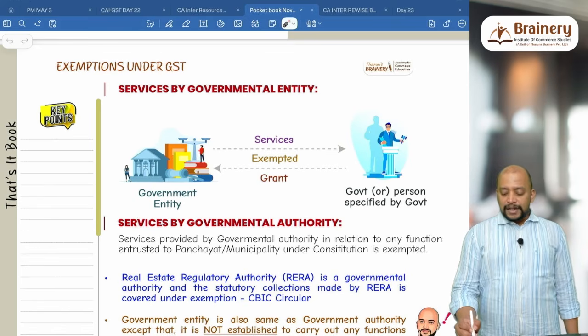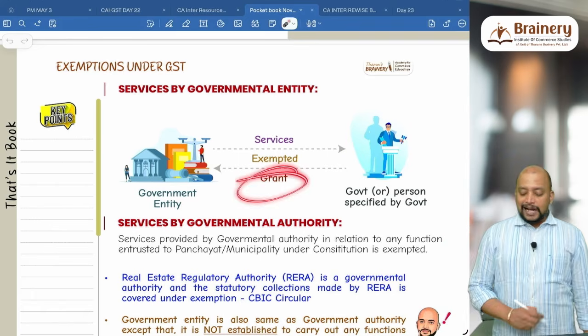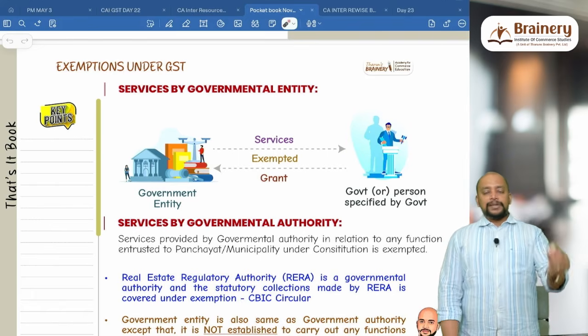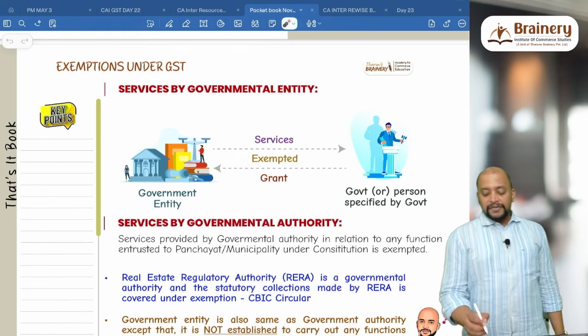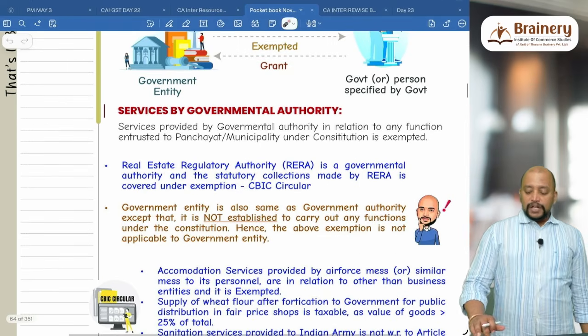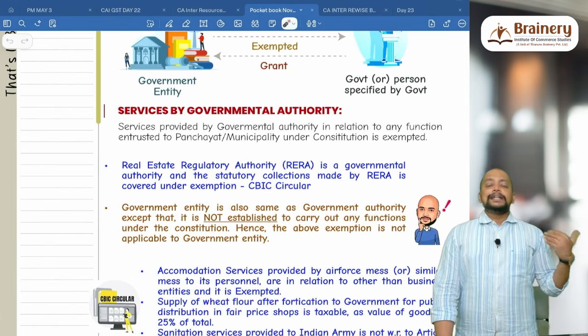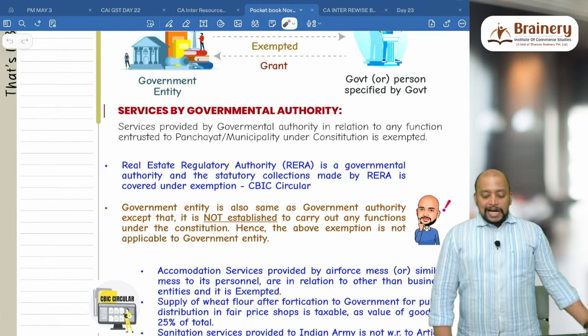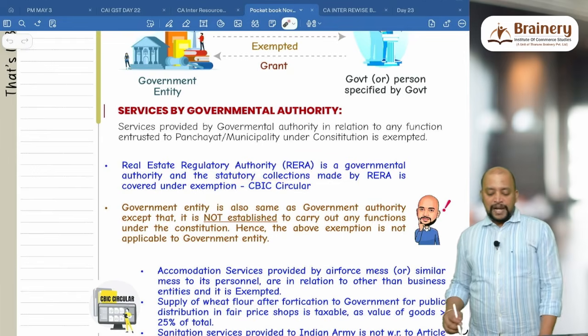So either a government or a person specified by government, for which they get a grant, that grant received will be exempted. So a government entity providing services to government or a person specified by government, for which they get a grant, that is exempted. What about by a government authority? We know that already everything is exempted. And is RERA a government authority? Yes. RERA is considered a government authority and statutory collections made by them will be exempted.